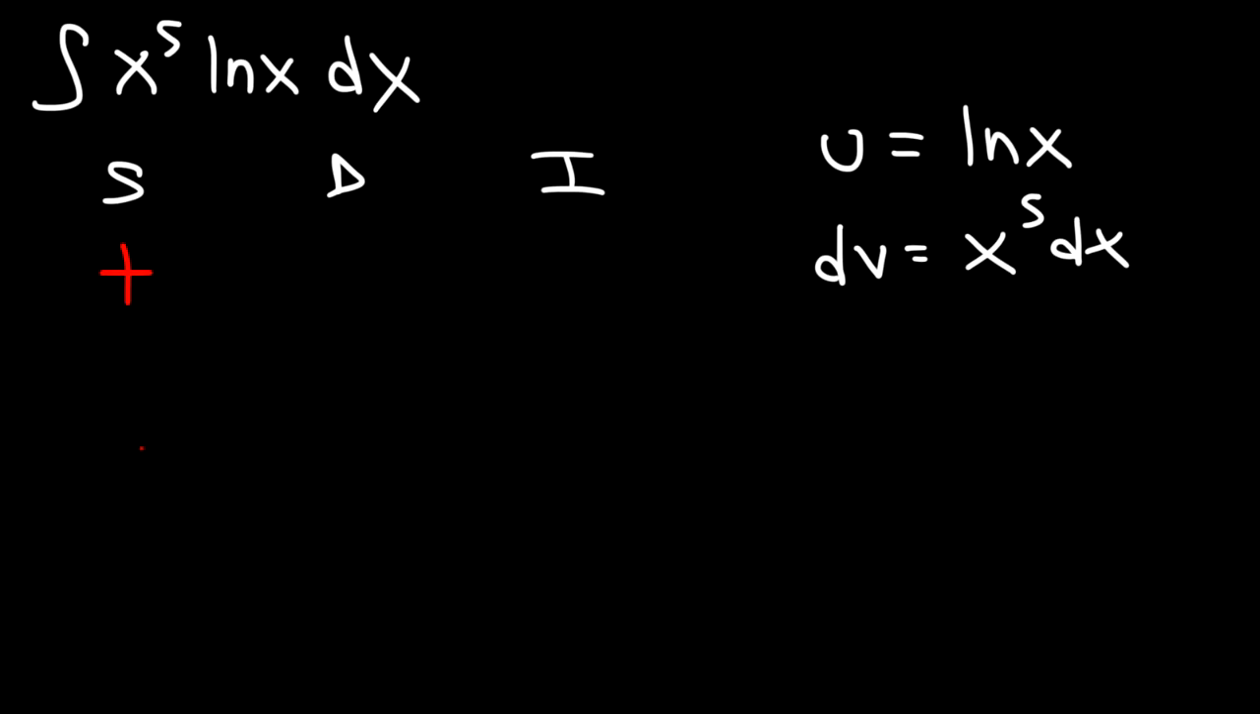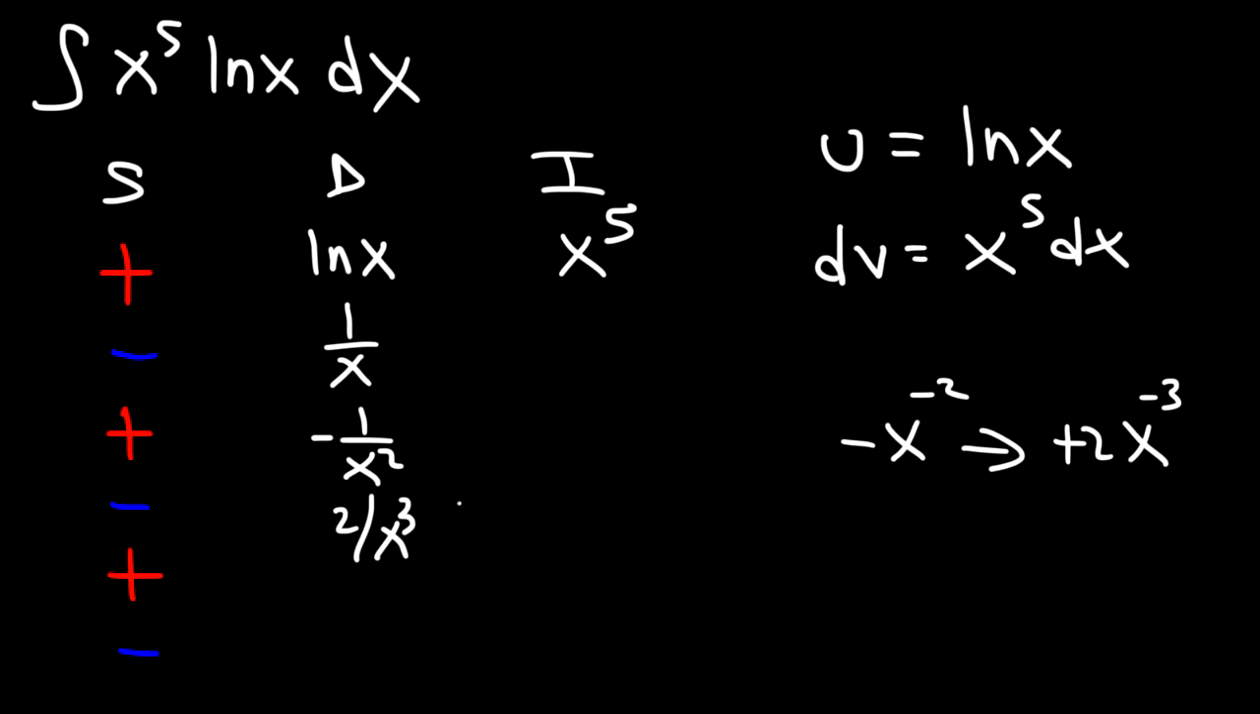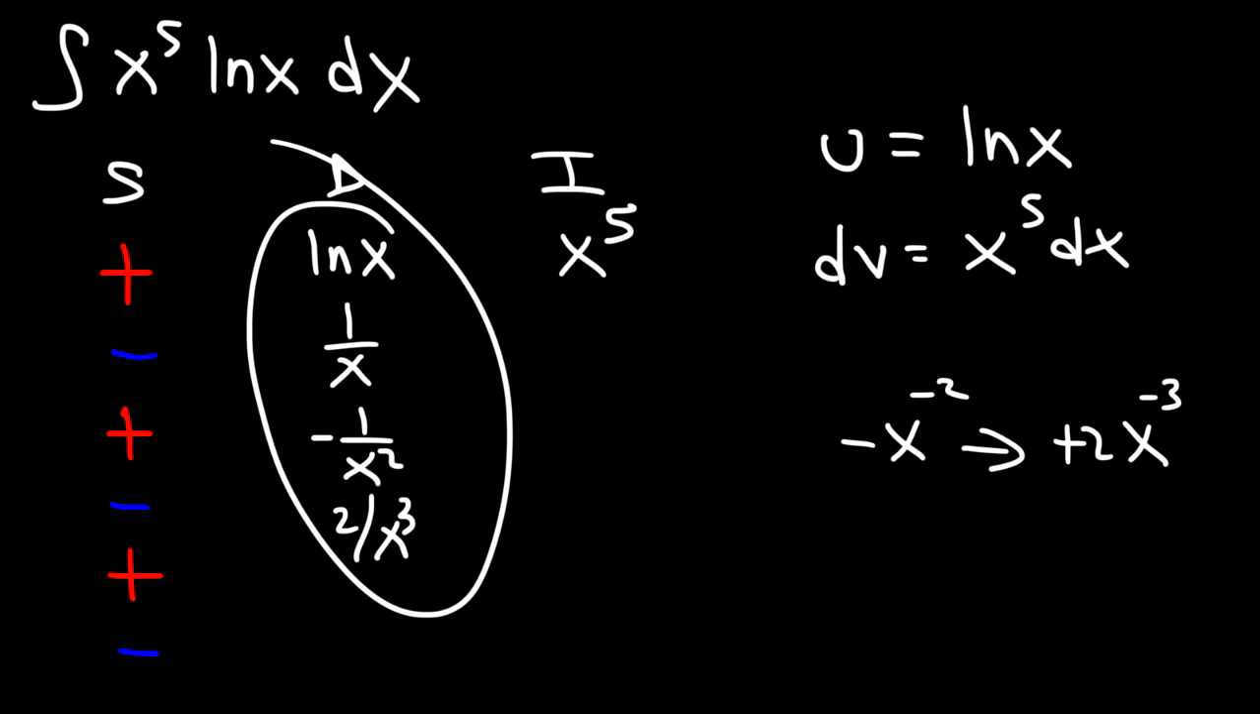So let's put our signs. So u is ln x, dv is x to the fifth. The derivative of ln x is 1 over x, and the derivative of 1 over x is negative 1 over x squared. And if we differentiate negative 1 over x squared, we need to rewrite it and then use the power rule. So it's positive 2x to the negative 3. And so that's 2 over x to the third. So notice that we're not going to get a 0 in this column.